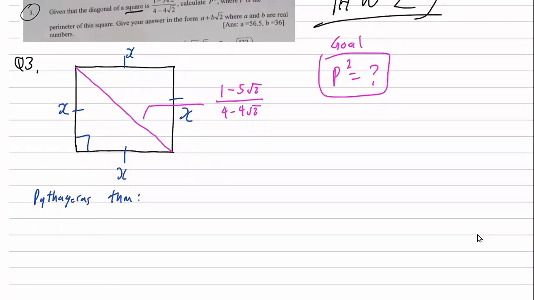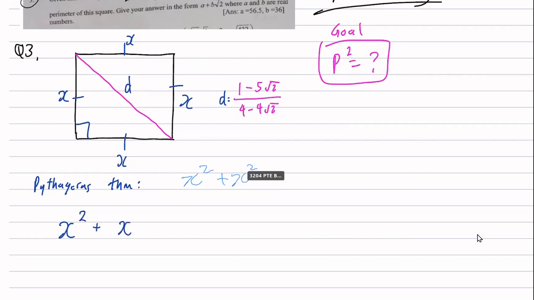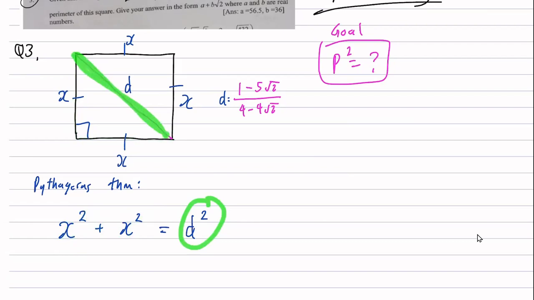Okay, so what do you get? Let's just denote this diagonal length as d. D for diagonal. What do we have? Pythagoras theorem. X squared plus x squared equal to d square. The sum of the square of the shorter sides, x and x are short, equals to the hypotenuse square. The hypotenuse, the diagonal. The longer side.